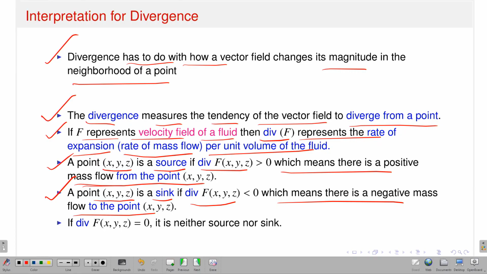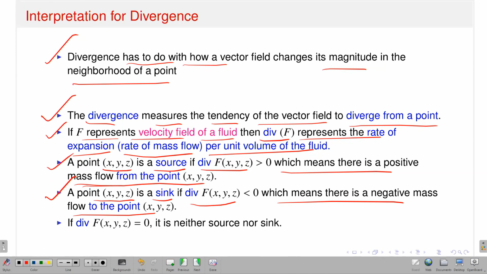So, you start with the vector field, fix a point x, y, z, and calculate the divergence of capital F at that point. If it is positive, then I will say that the point x comma y comma z is a source point. In other words, it means that there is a positive mass flow from the point x comma y comma z.